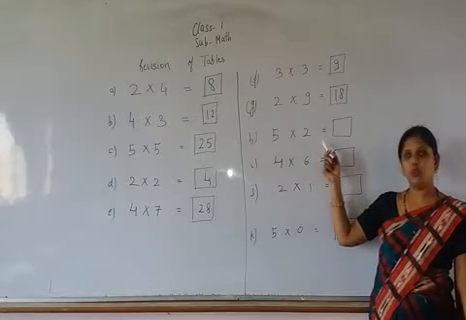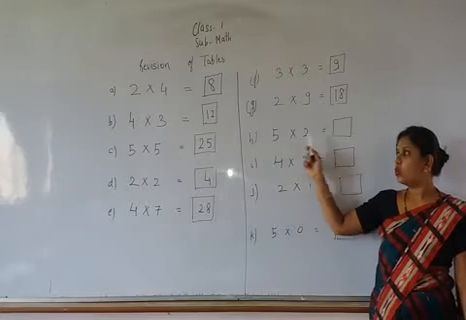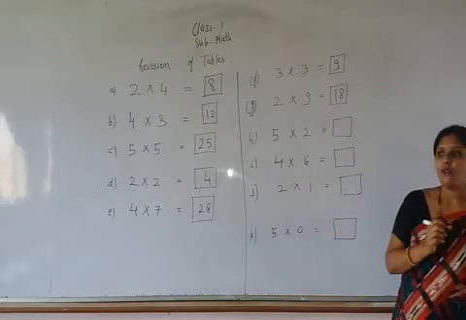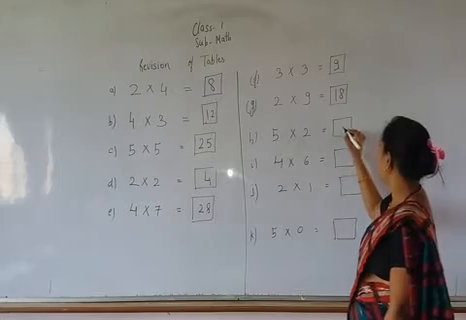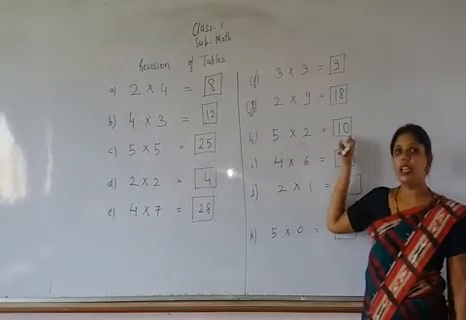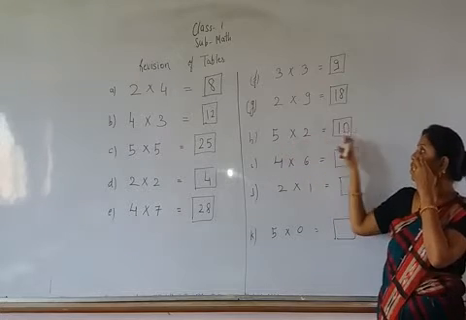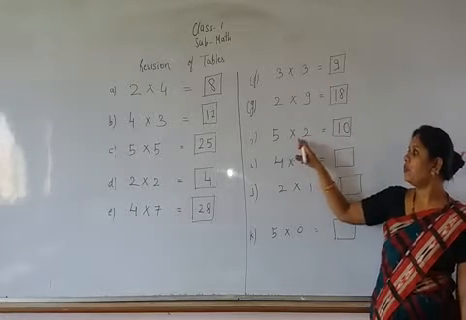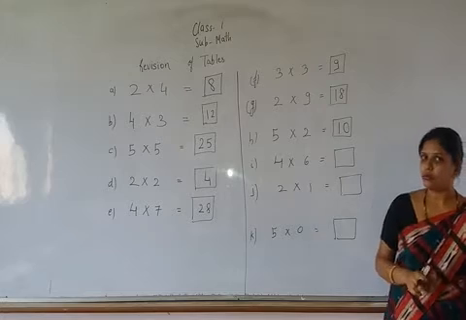5 and 2. So 5 2s are 10. 1 0, 10. 5 2s are 10, or 5 into 2 is 10.